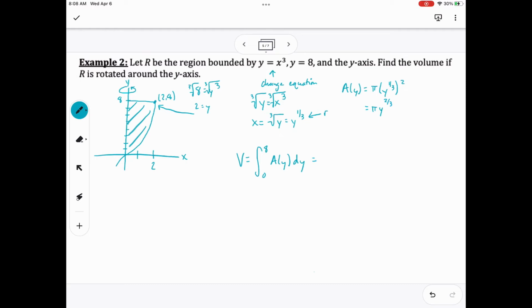So because it's a little different, that's where I get the cube root of y, and I change that to y to the 1/3. And then I put it into my formula, so pi times y to the 1/3 squared, which gets me y to the 2/3. Then I'm able to take the antiderivative of that, move the pi in front, and then I can actually find this value.